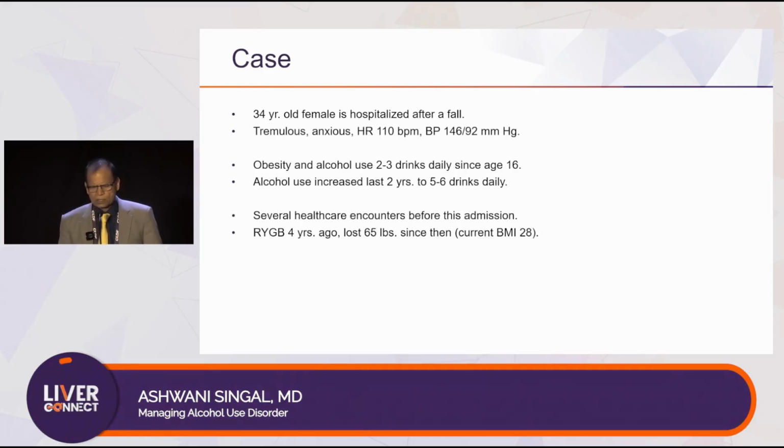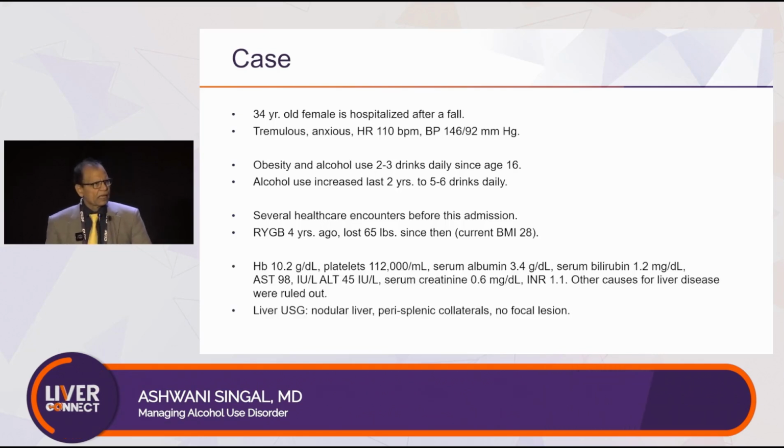And then, more importantly, she had several healthcare encounters during her lifetime, including 4 years ago when she had a gastric bypass procedure. She lost 60 pounds, but she still carries a BMI of 28. These are her labs, which are, as you can see, featuring chronic liver disease with alcohol-associated liver disease as an etiology, and imaging showed cirrhosis and clinically significant portal hypertension.